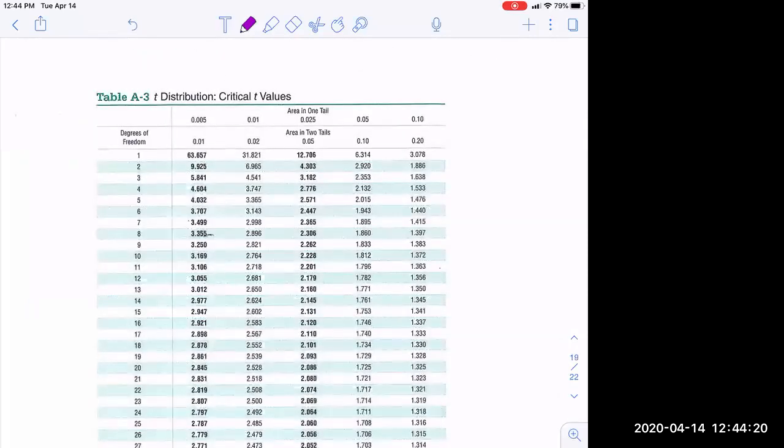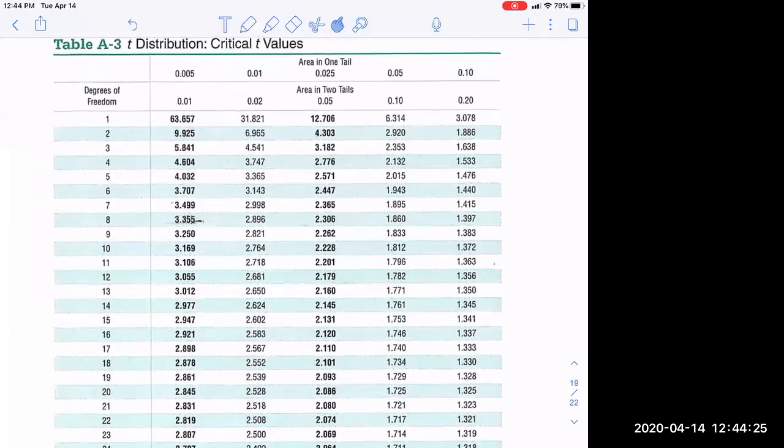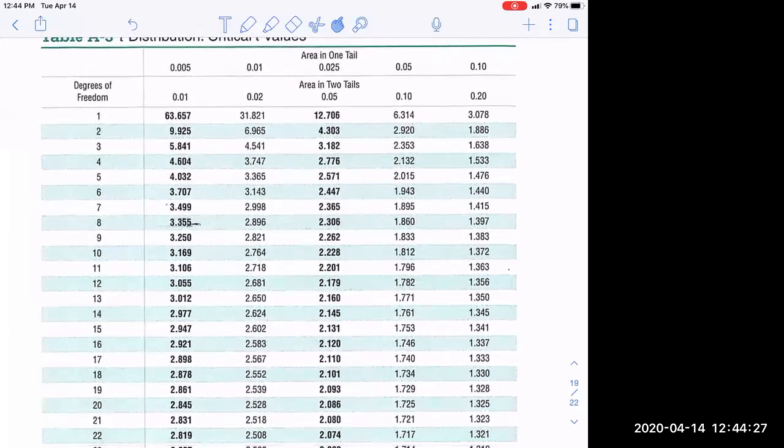There it is, t distribution. I'll show you the big things. There are 2 things we need: we need a column and we need a row. I'm going to do the row first because that's my degrees of freedom. So there's my row, because our degrees of freedom was 14.